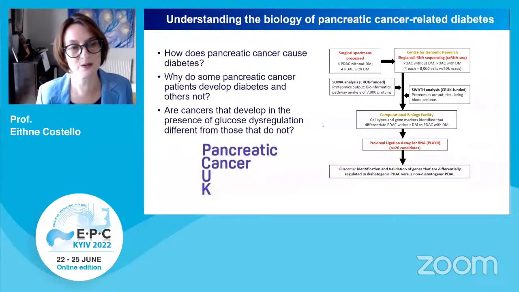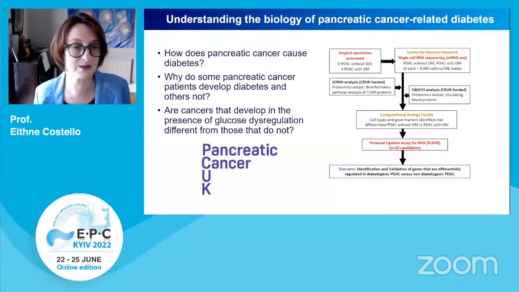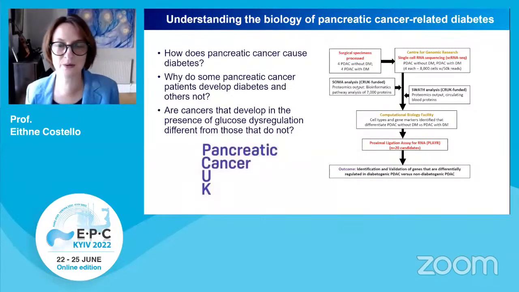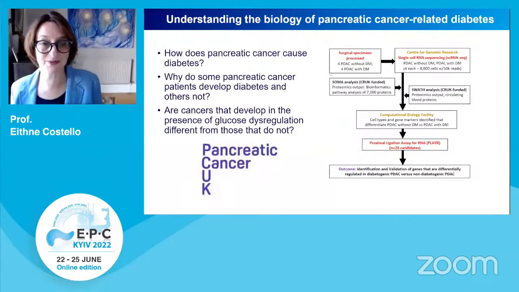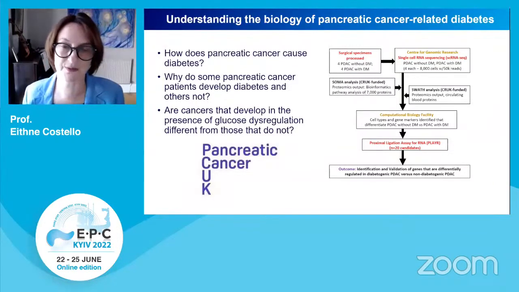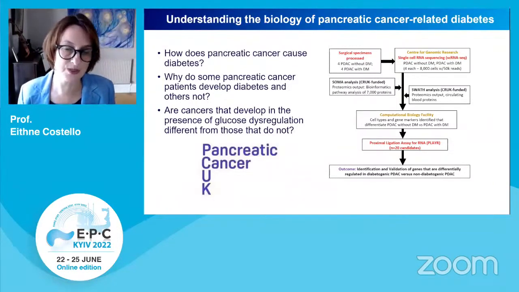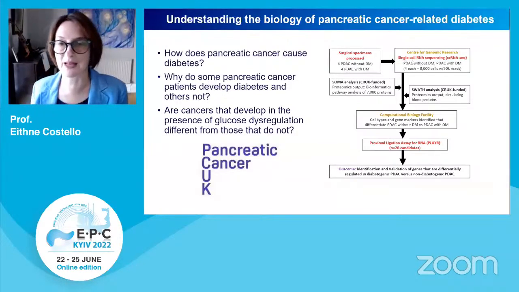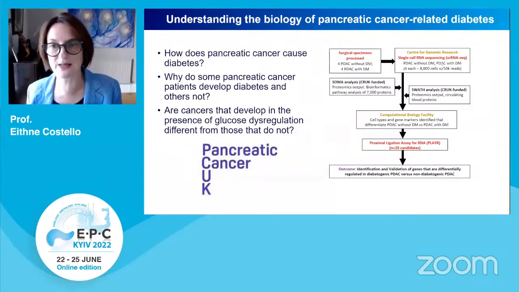Why do some pancreatic cancer patients develop diabetes and others not? Are pancreatic cancers that develop in the presence of glucose dysregulation different from those that do not? And so to address some of these questions, we are also in parallel taking tissue samples from pancreatic cancer patients who did or did not have diabetes and undertaking single cell analysis for RNA sequencing.